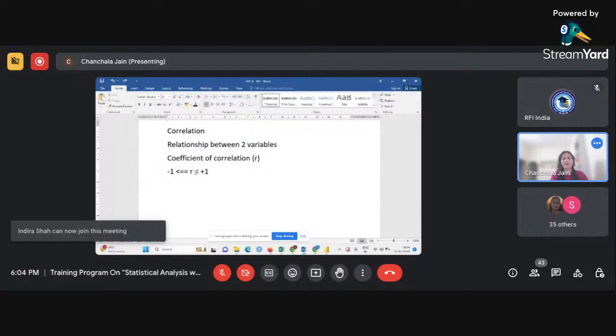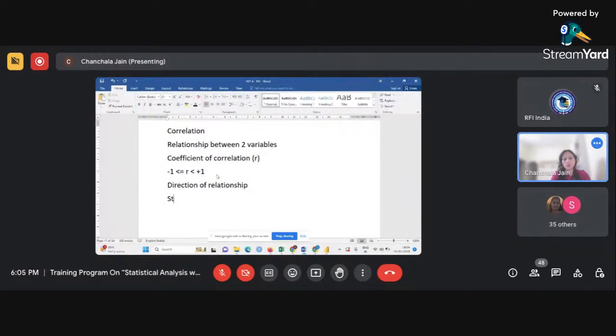So there are different interpretations of the values of r, right? If I say r is -1, that means it is a perfect negative correlation. If I am saying r is +1, I'm saying that r is the perfect positive correlation. That means correlation indicates two things. Which two things? It shows you the direction of relationship and it shows the strength of relationship.